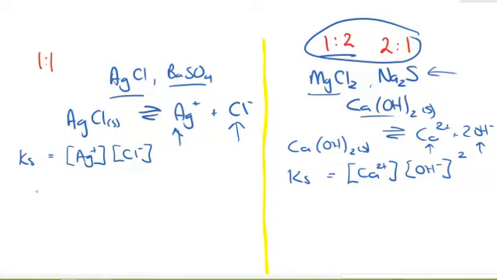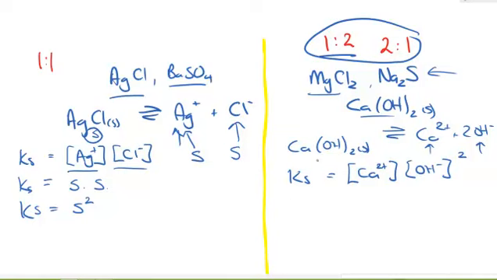Now when we look at the Ks expression here, Ks equals the silver ion concentration times the chloride ion concentration. When it's at equilibrium, those two values are going to be equal to S. So if we know the solubility of silver chloride, that means this silver ion concentration is going to be equal to S, as well as the chloride ion. So as Ks equals S times S, we can say that Ks equals S squared.